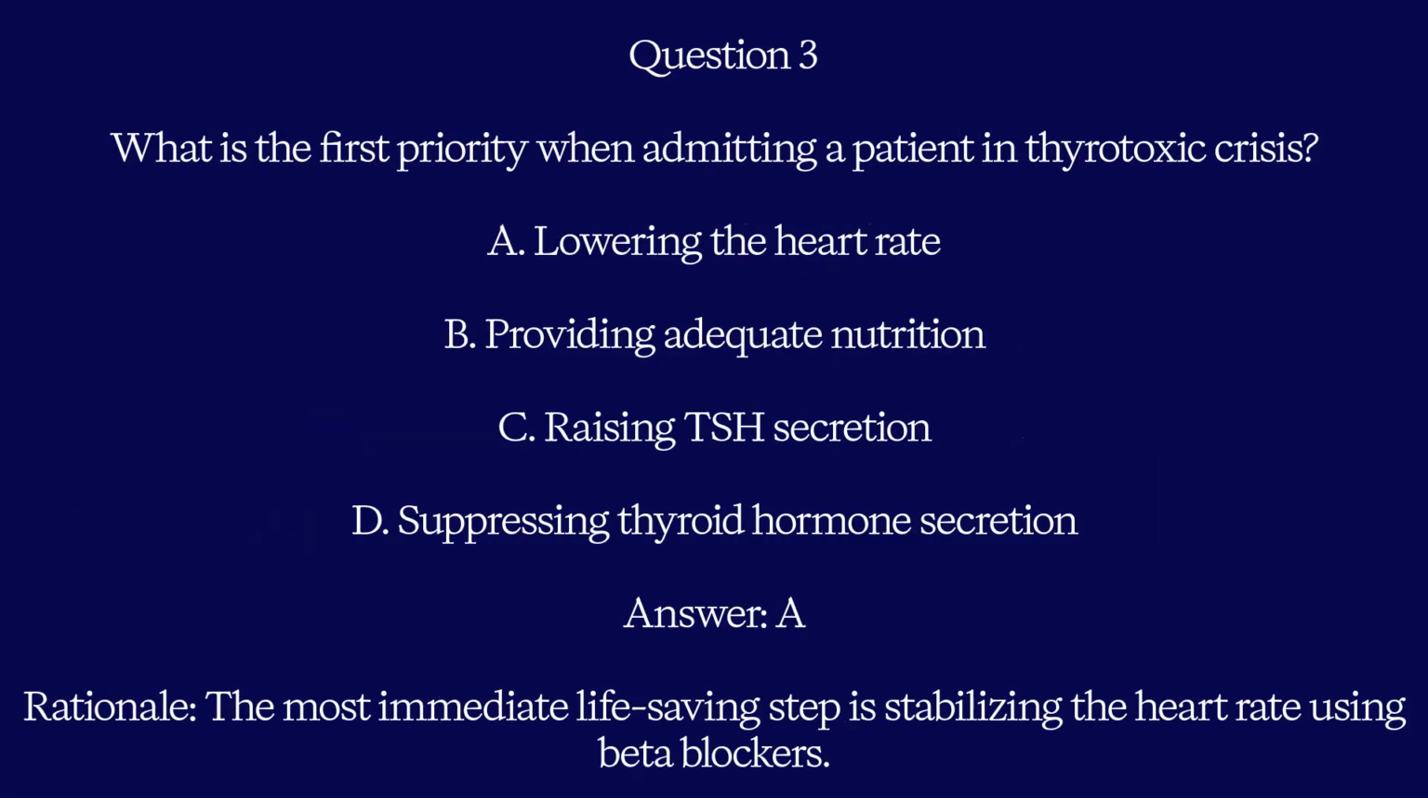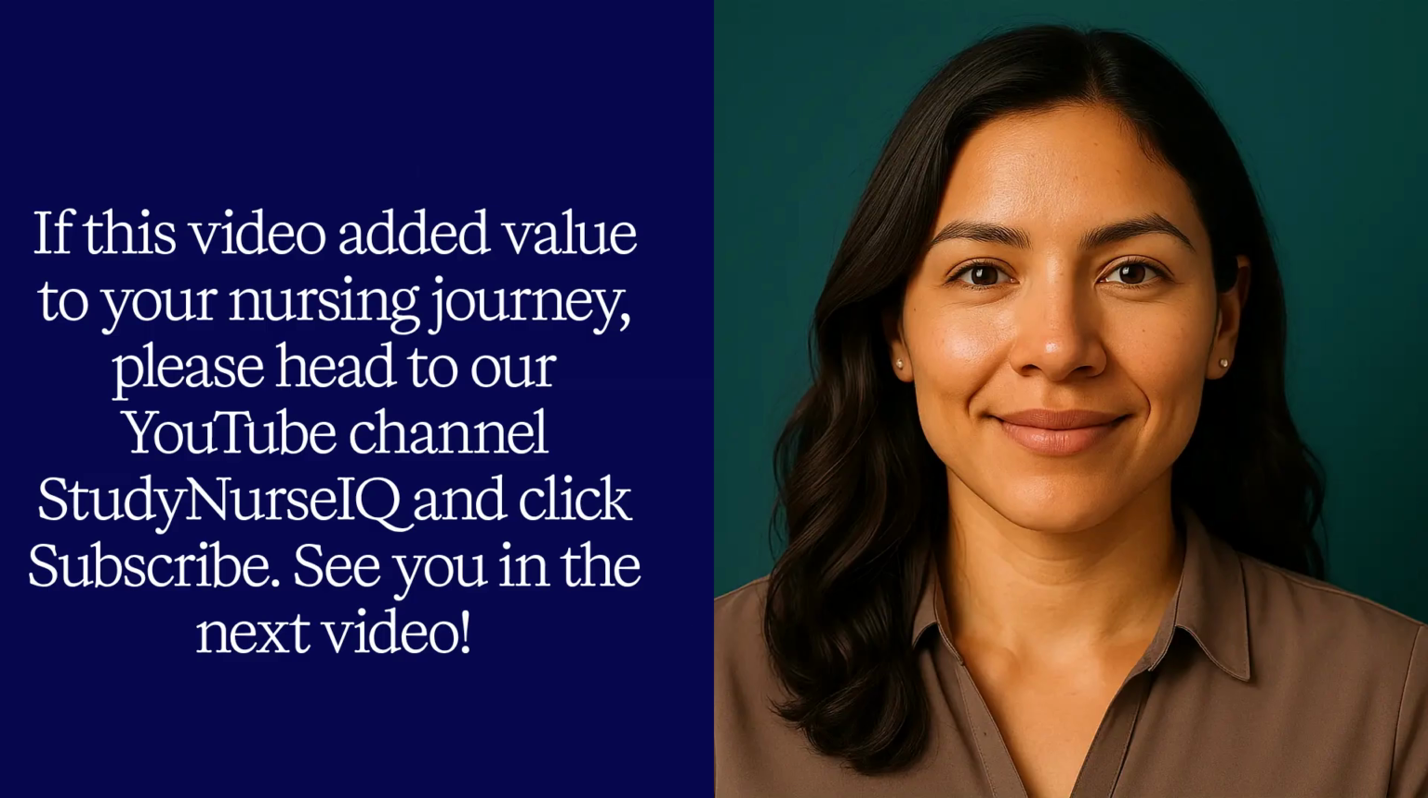Question 3. What is the first priority when admitting a patient in thyrotoxic crisis? A. Lowering the heart rate. B. Providing adequate nutrition. C. Raising TH secretion. D. Suppressing thyroid hormone secretion. The correct answer is A. Rationale: the most immediate life-saving step is stabilizing the heart rate using beta blockers. And that wraps up our detailed look at thyroid disease pharmacology teaching.